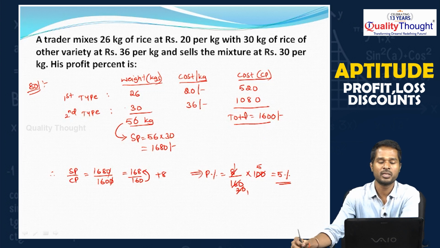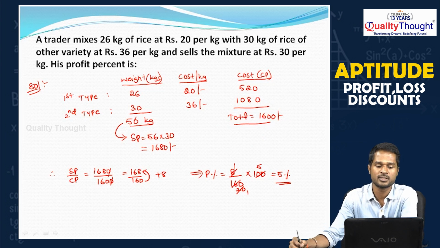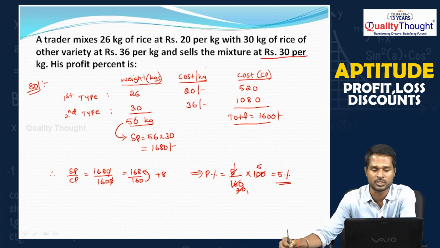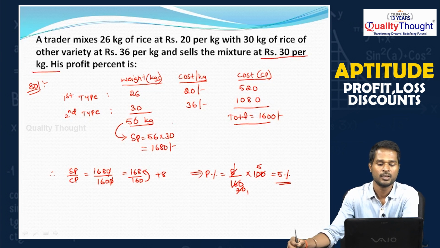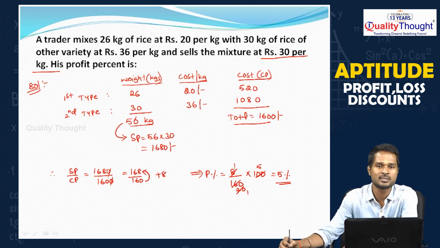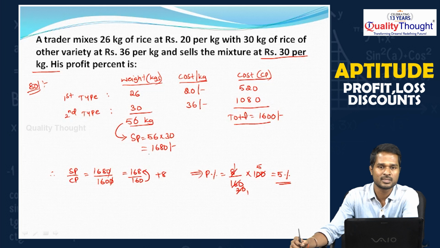Now, he mixed both the things, that is 26 kgs plus 30 kgs, which is 56 kgs, and this mixture is sold. This mixture is sold at 30 rupees per kg, that is what he said. So, 56 kgs, each kg was sold at 30 rupees, that means in total he sold for 1680 rupees. Now, check: his cost price is 1600 and selling price is 1680.